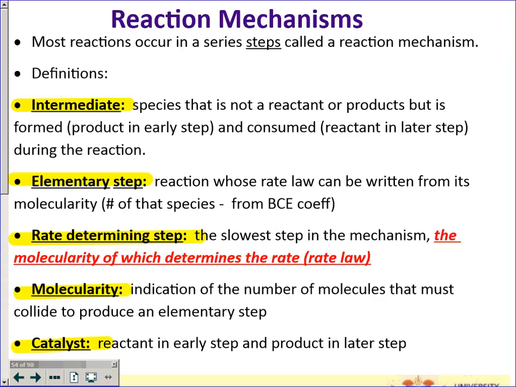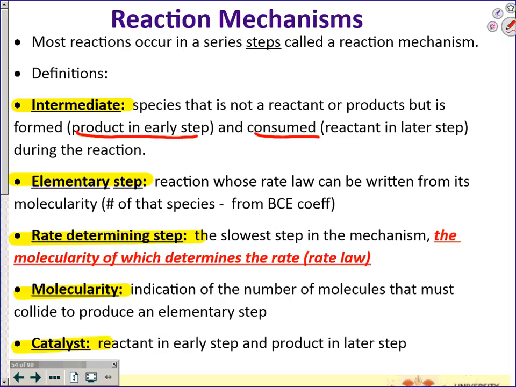Hopefully you're trying to simplify a little bit as you write. If I were writing an intermediate, I would say it's produced and then consumed. So it's a product in one step and then a reactant in another step of the reaction.